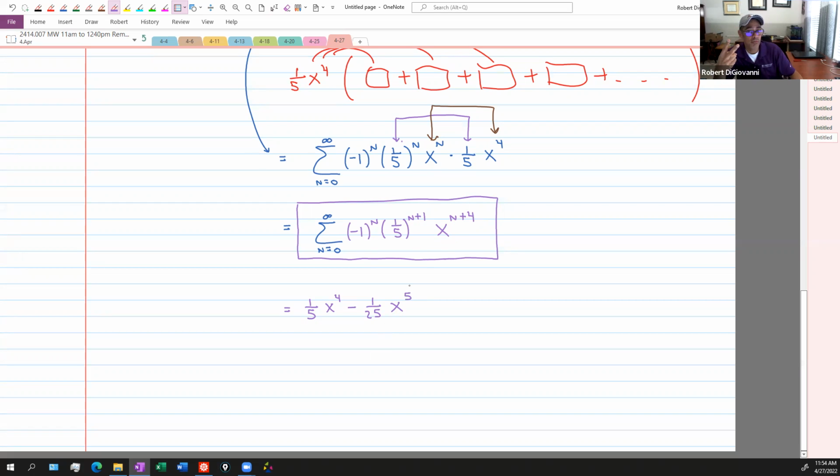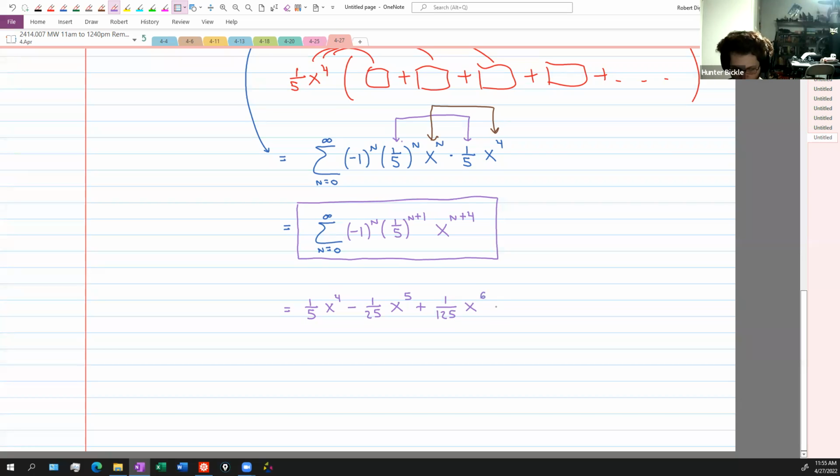Now I plug in 2. When I plug in 2 for n, I get (-1)^2, which is going to be a positive. Now I have (1/5)^3, which is 1 over 125. And then x to the what? I'm plugging in 2, so 6. And then the next one will be minus. Dot, dot, dot. It keeps going. I won't do the next one. Well, what is it? It's a negative, 1 over what? You just have another 5 down there, so 625, x^7, plus dot, dot, dot.